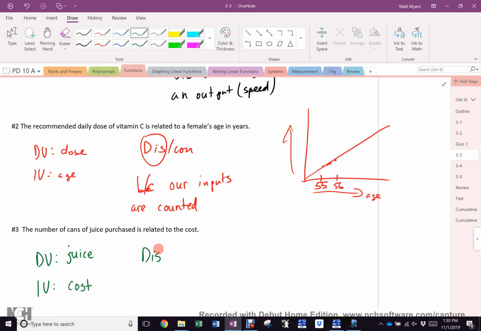Now, somebody always says, yeah, but Mr. Myers, if you spend some money, then obviously the cans of juice depend on how much money you spend. If the juice is $1.39 a can and I have $1.25, can I buy any juice? No. So, yes, exactly. The dependent variable is the cost and the independent variable is the juice. Because how much I pay for juice depends upon how much juice I buy.